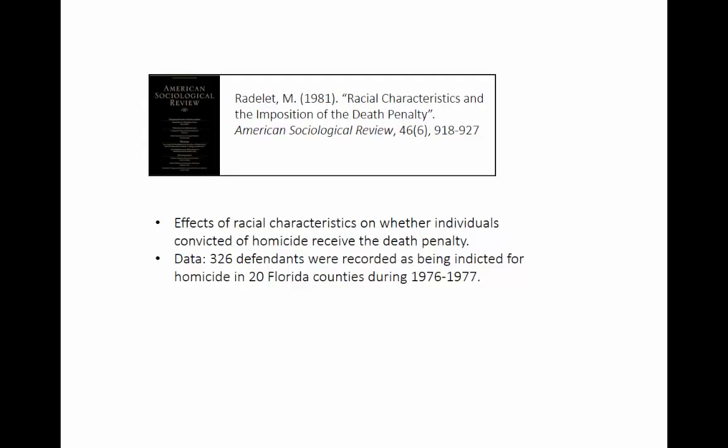So let's talk about death penalties and race. There was this study, in 1981. They looked at the effects of racial characteristics on whether individuals convicted of homicide, so they were all murderers, blacks and whites, received the death penalty. The data is also old stuff, but it doesn't really matter.